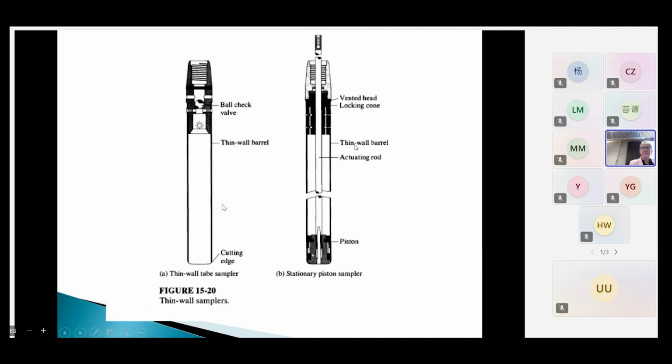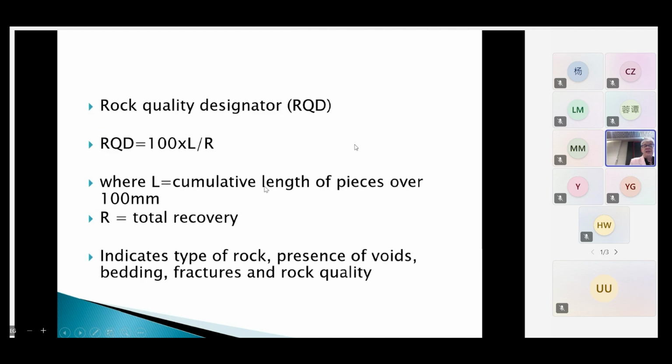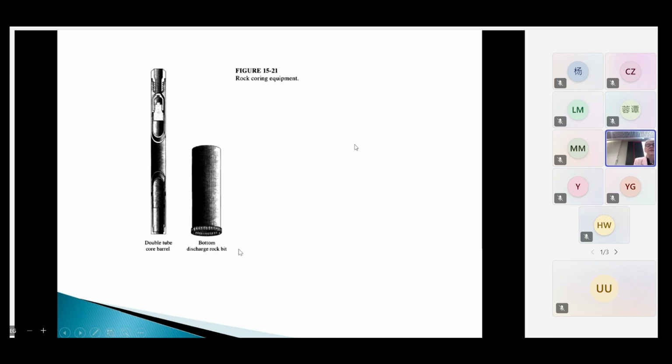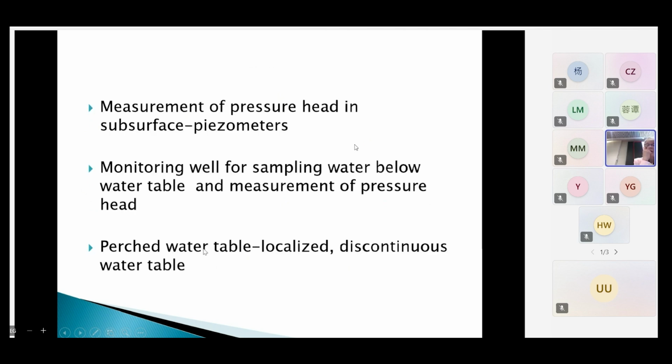So these are some core samplers that you can have a look at. You can also take samples of the rock, for example the bedrock underneath, and it gives you the type of bedrock, how many voids and fractures there are, things like this, and it gives you an idea of the rock quality. These are very difficult to obtain because rock is very hard. So often you need these diamond tips and things like this to be able to get samples of the rock.